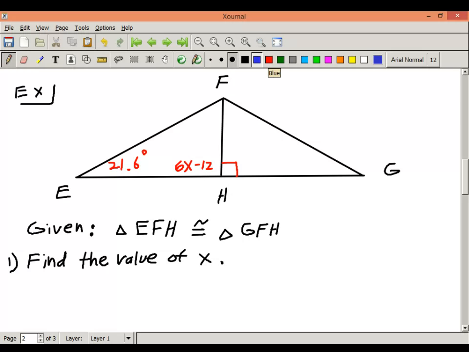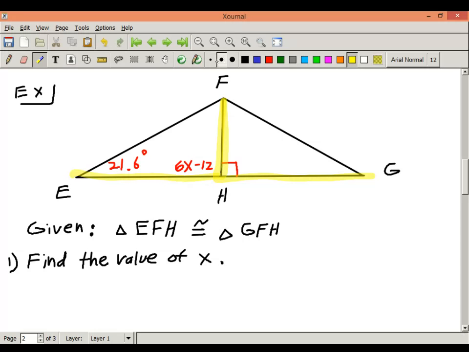So if we look at what we're trying to find here, we'll see that this angle, which is the right angle, corresponds to this angle in the other triangle. Okay, so that means that 6x minus 12 must be 90 degrees. Another way to look at that is to see that 6x minus 12 and that right angle there add up to a straight angle, so they're supplementary.